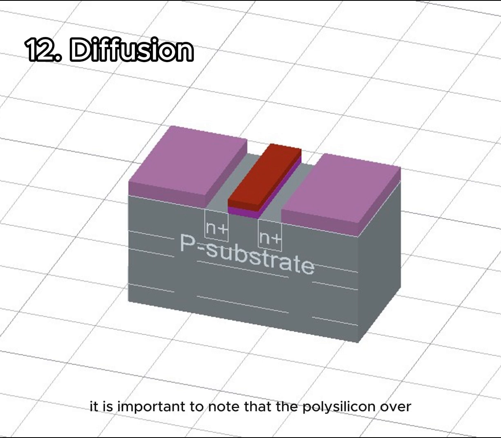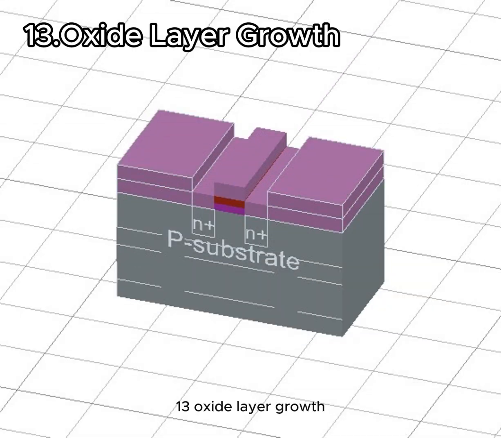It is important to note that the polysilicon over the gate oxide and the thick oxide over the other regions act as masks, preventing diffusion in these areas. This is known as the self-aligned process. 13. Oxide layer growth. The entire wafer is covered with another thick silicon dioxide layer. This layer will later be patterned to create electrical contacts.